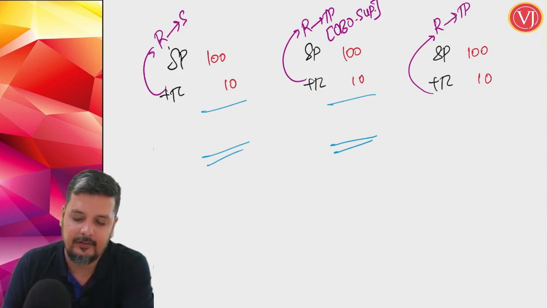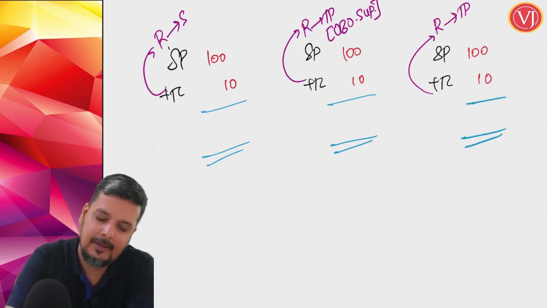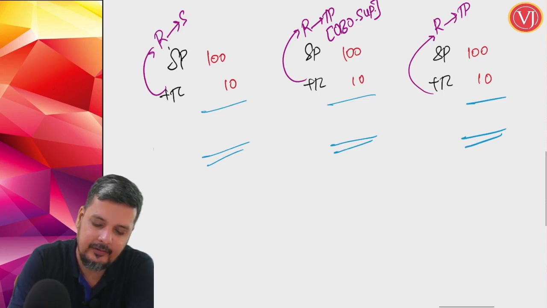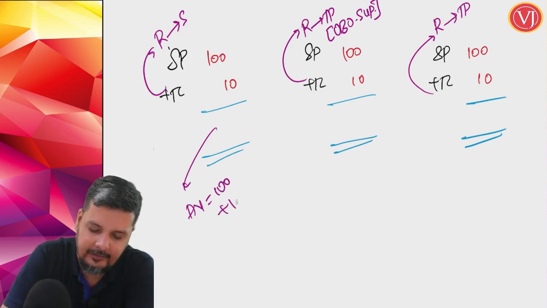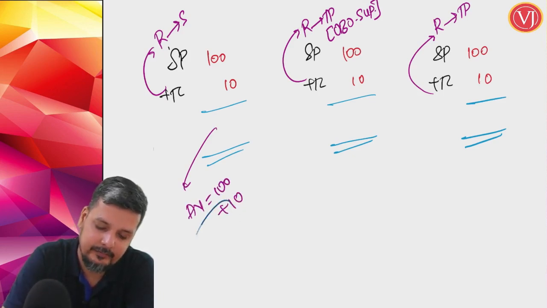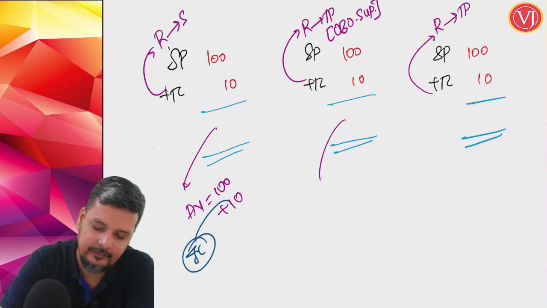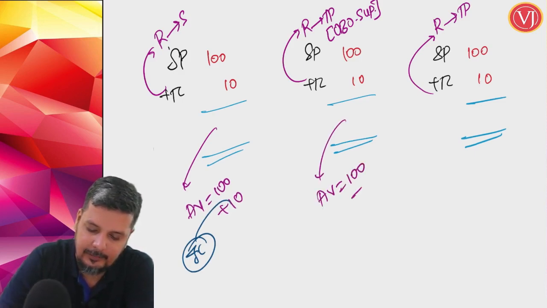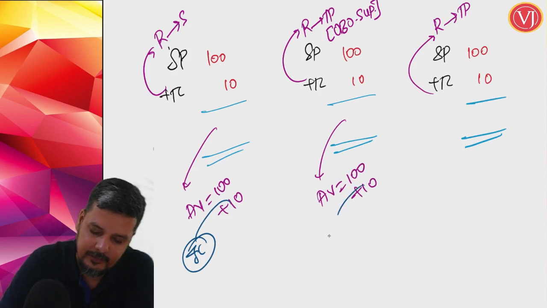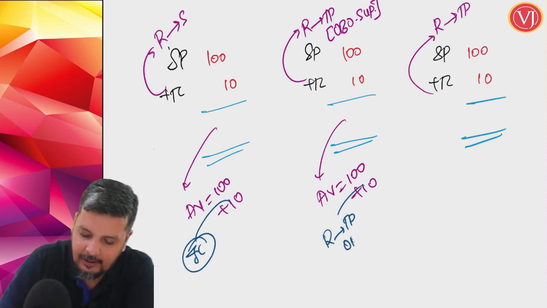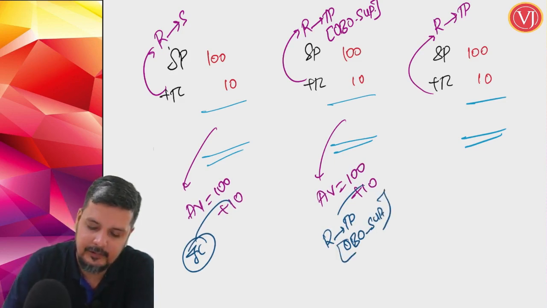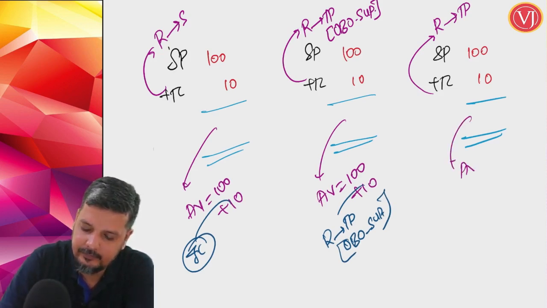What will be the answer in the first case? Assessable value in the first case will be 100 plus 10. Reason: incidental charges, adding 10 rupees. Second case, 100 plus 10. Reason: payment by recipient to third party on behalf of supplier. Third case, it's only 100.